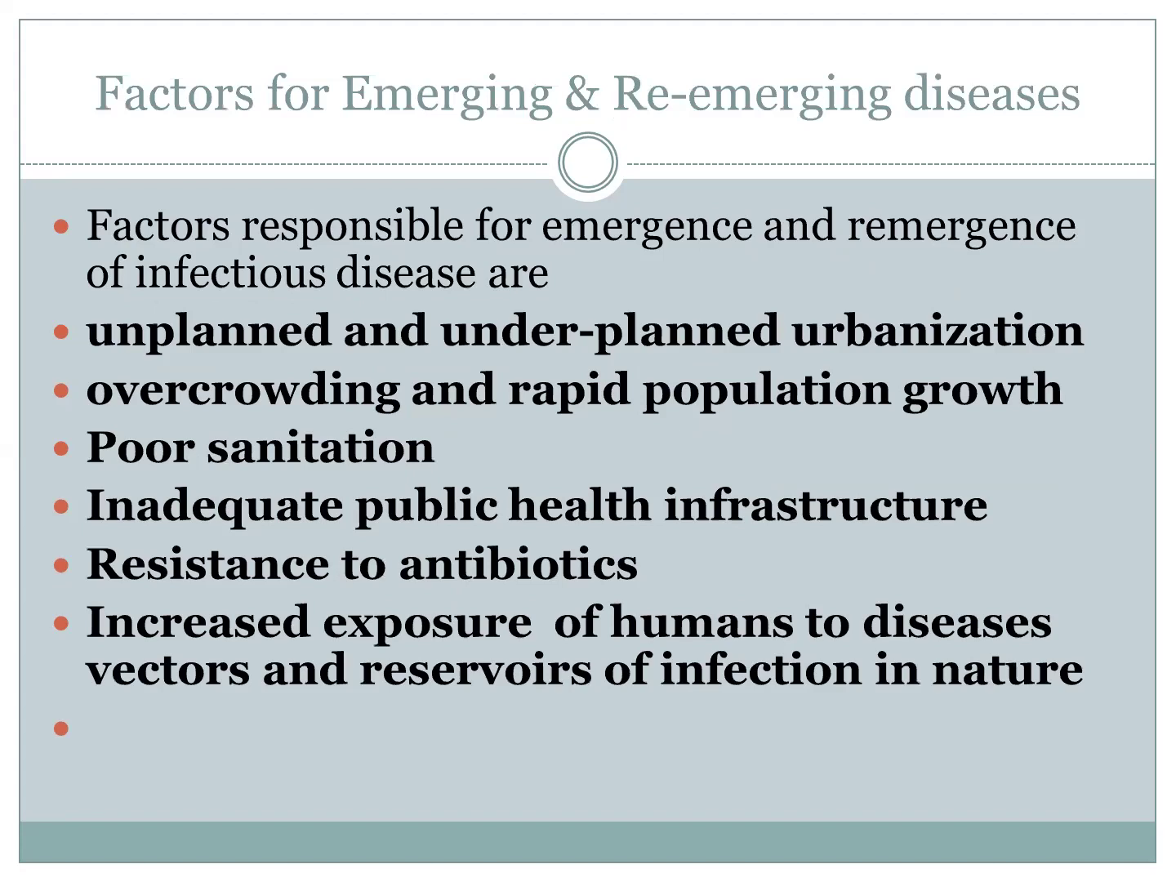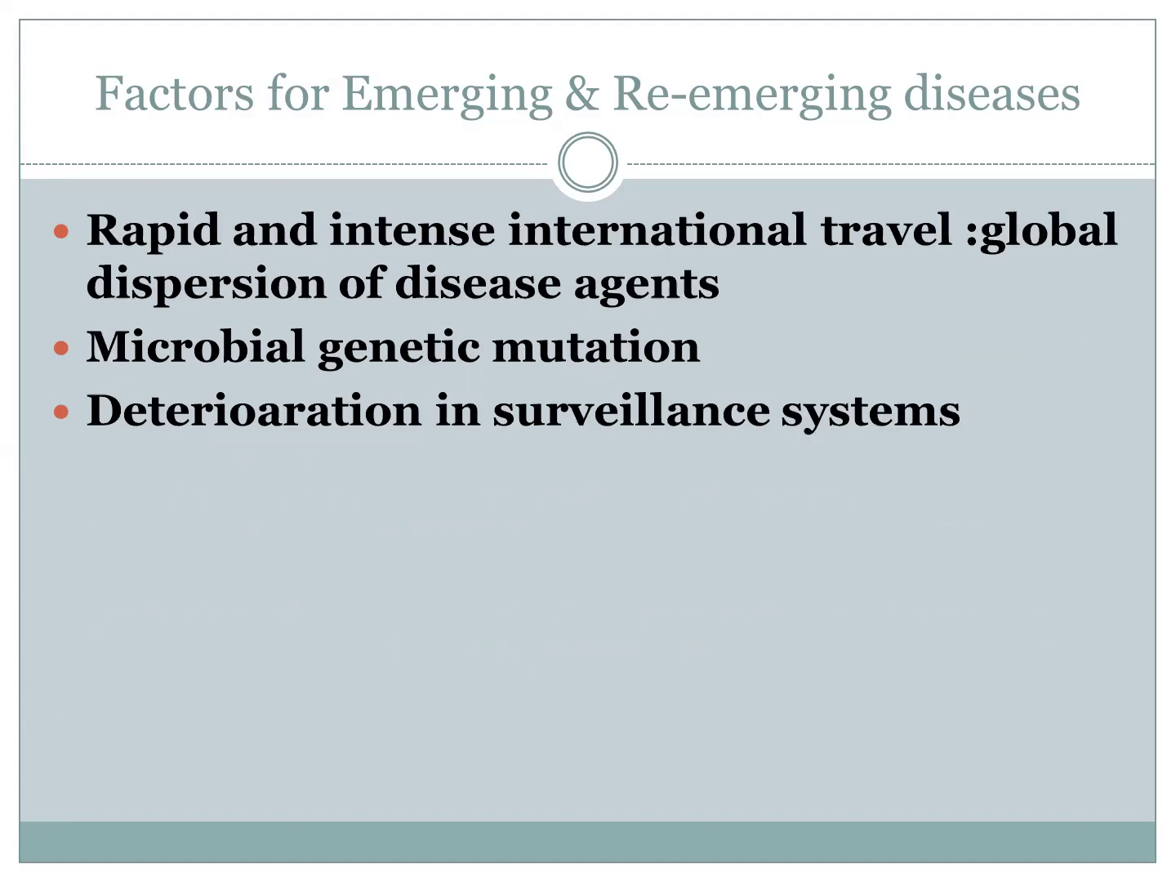So what are the factors that are responsible for emerging and re-emerging diseases? The first and foremost is unplanned and underplanned urbanization. The high migration from rural to urban areas has resulted in collapse of existing infrastructure. Then there is overcrowding and rapid population growth. The world population is increasing at a rapid pace, and something needs to be done to control this population. Then poor sanitation, inadequate public health infrastructure, resistance to antibiotics, increased exposure of humans to diseases, vectors and reservoirs of infection, rapid and intense international travel, global dispersion of diseases, microbial genetic mutation, deterioration in disease surveillance systems.